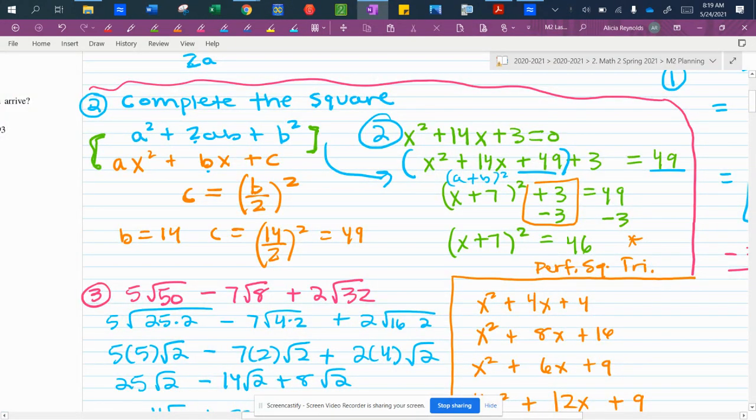For number 2, when we're completing the square, we have to recognize the format of a perfect square trinomial, which I have there in blue, a squared plus 2ab plus b squared. But also connecting that to what we know about the standard form of a quadratic, ax squared plus bx plus c. So when we talk about c, that's the constant on the end, and c is always equal to half of b squared. So whatever that term is in the middle, we divide it by 2, and then we square it. So the value to complete the square for number 2 is 49.